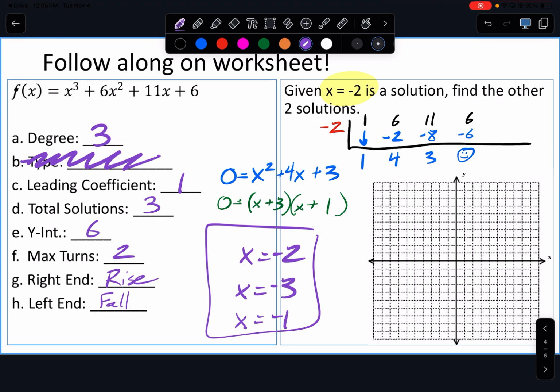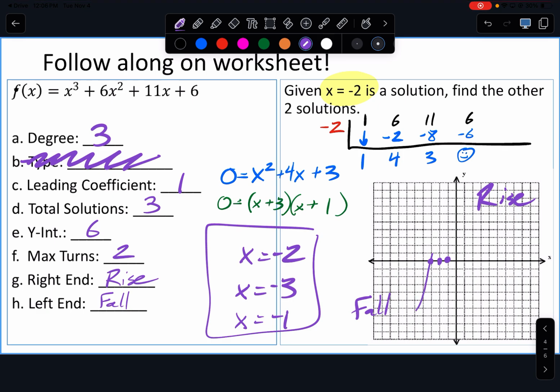So now we're going to put it on our graph. They're going to be right next to each other. 3, 2, 1, all in the negative. And then I know my right end rises. My left end falls. Do I have any multiplicity here? Nope, that's something you always need to check for. All right, so we can just go through our points.